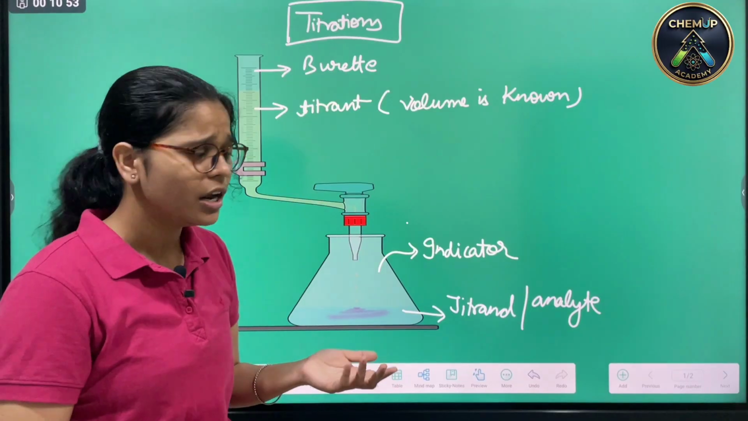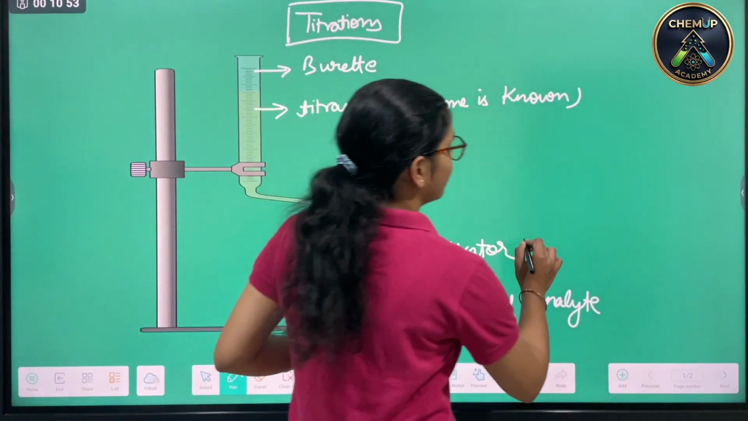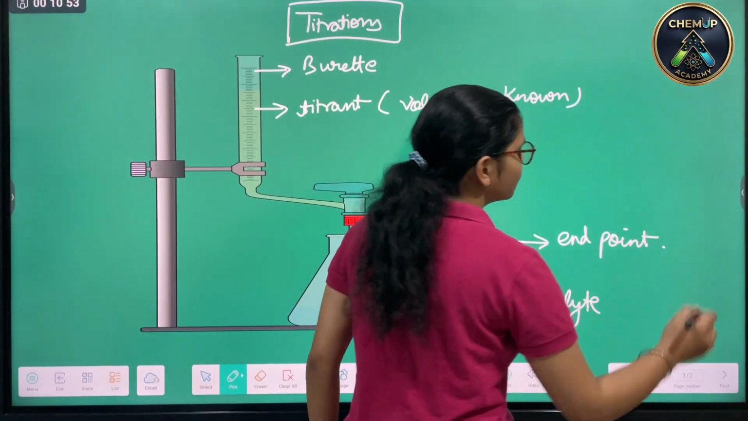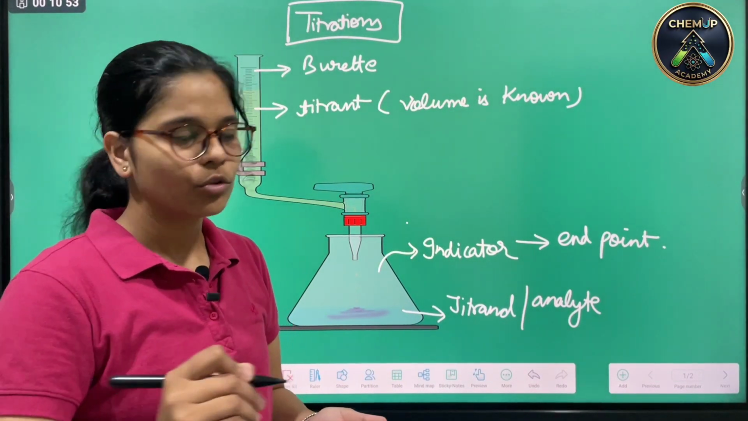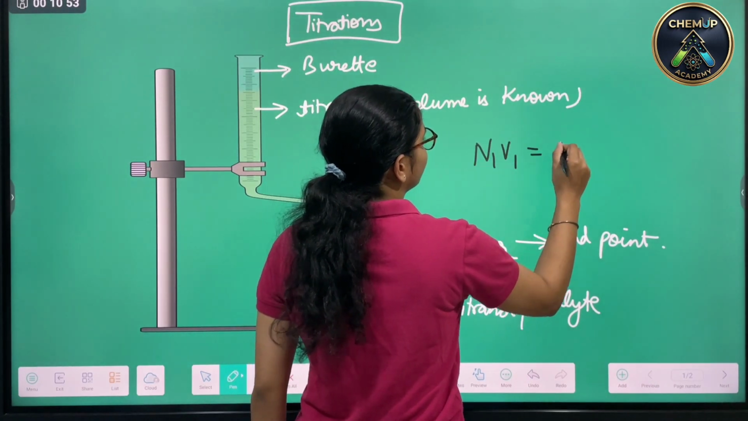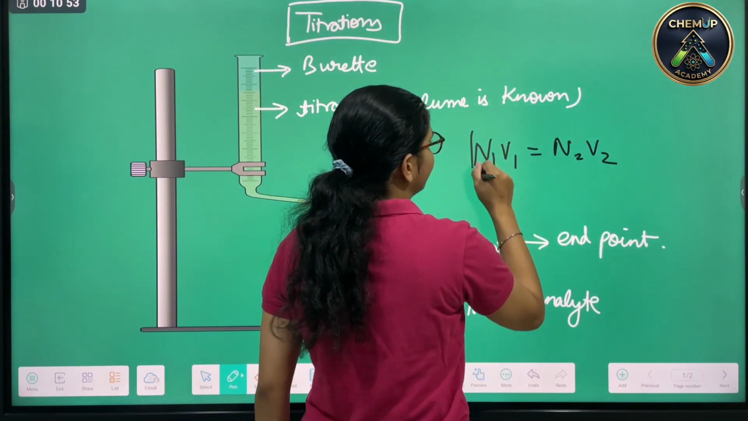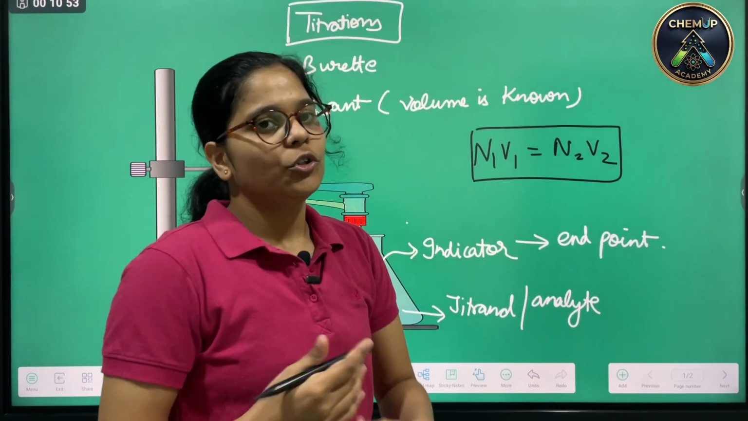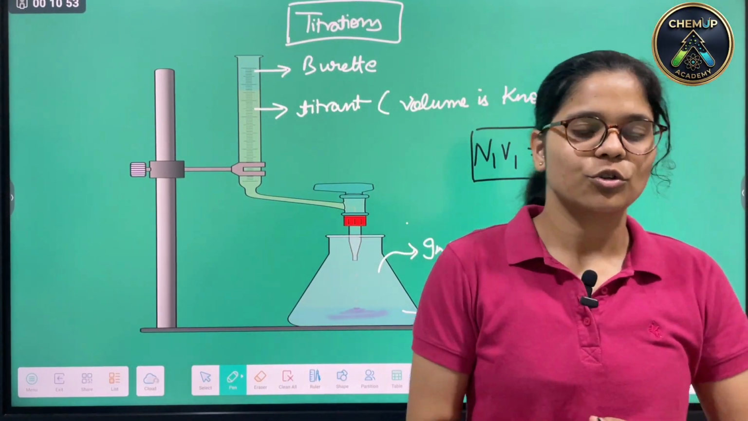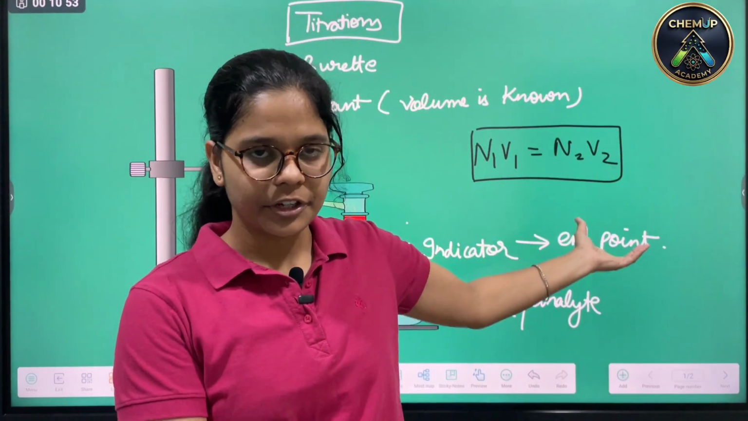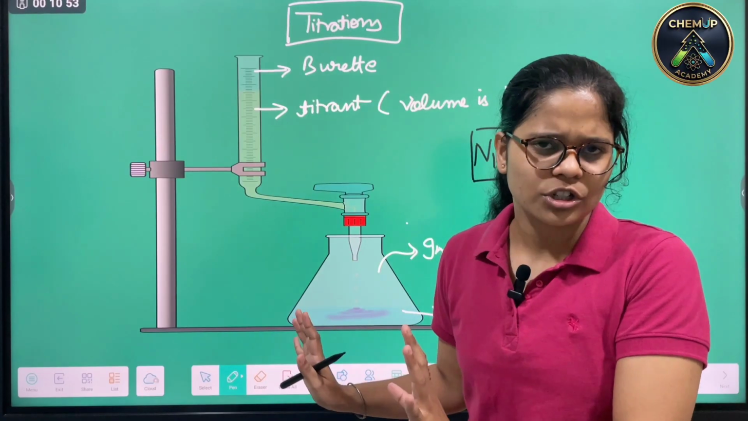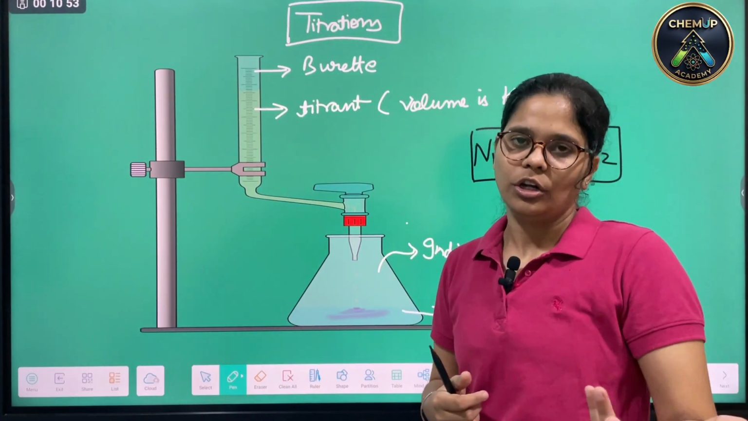There shall be a change in color by which we can get to know the endpoint, and after the completion of the endpoint we jot down the values, and then we can use the formula N1V1 = N2V2, and hence we can calculate the unknown concentration. In terms of molarity also you can calculate, in terms of normality also. Usually we follow normality in the laboratory classes. So this was just a simple discussion about the titration. This we all are aware of.